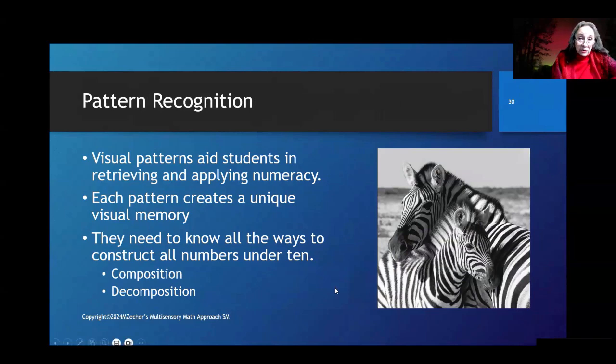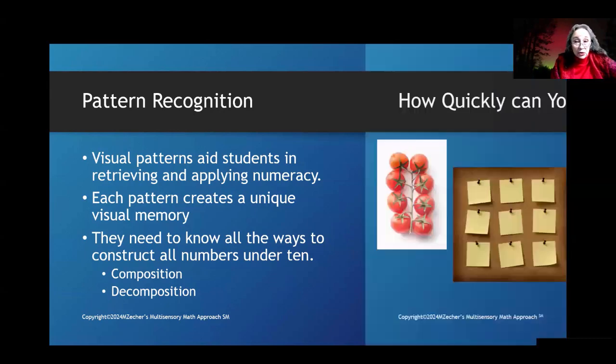We know that visual patterns can aid students in retrieving and applying numeracy. Each pattern creates a unique visual memory, and this is one way we can support subtraction. So, for example, if I know that 7 is made of 3 and 4, that's one decomposition pattern. 23 minus 7. Wow, take away the 3, I'm at 20. Take away the 4, I'm at 16. But if it's 42 minus 7, I might subtract the 2 and then 5. Those visual patterns from dice and dominoes can really help us to acquire strategies for mental math.